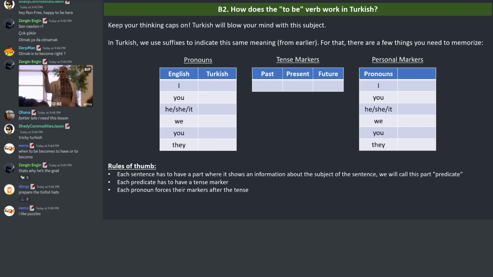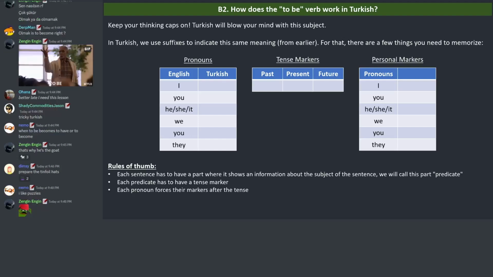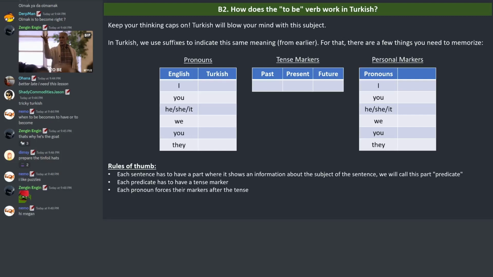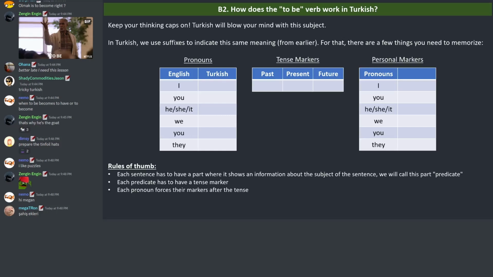So what do we have here? Burada ne var? Burada birkaç tane önemli nokta var. There are a few important points to memorize. One of the first points is pronouns. The pronouns, also known as persons, yes, şahıs or zamir is what we call them.